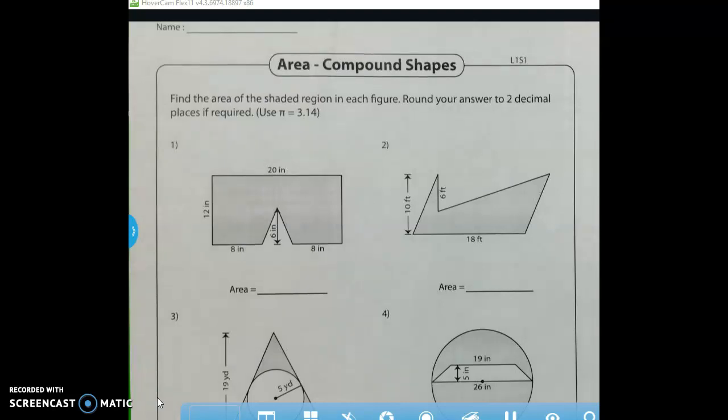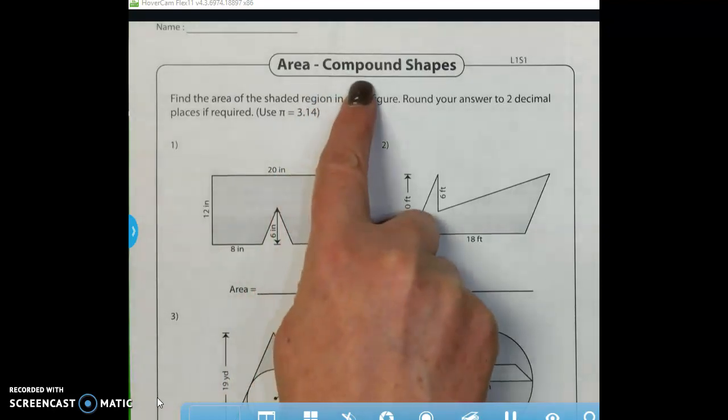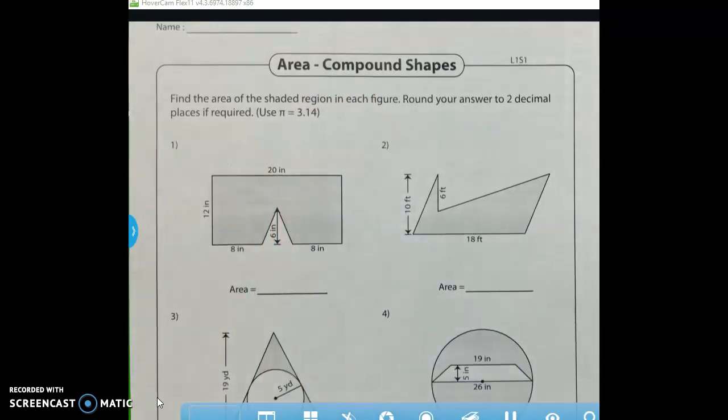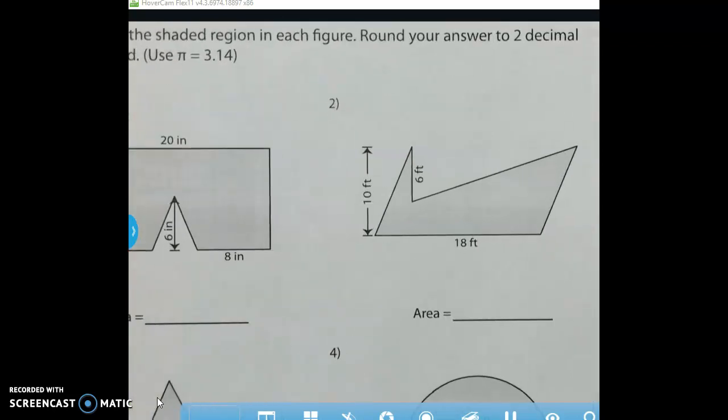So the challenge of today is to identify what your original shape was and what has been changed, how it has been adjusted. Okay? We're still using the term compound shape because there's not a simple way to describe what we see in front of us. Let's get to work. I'm going to go ahead and focus on question number 1.